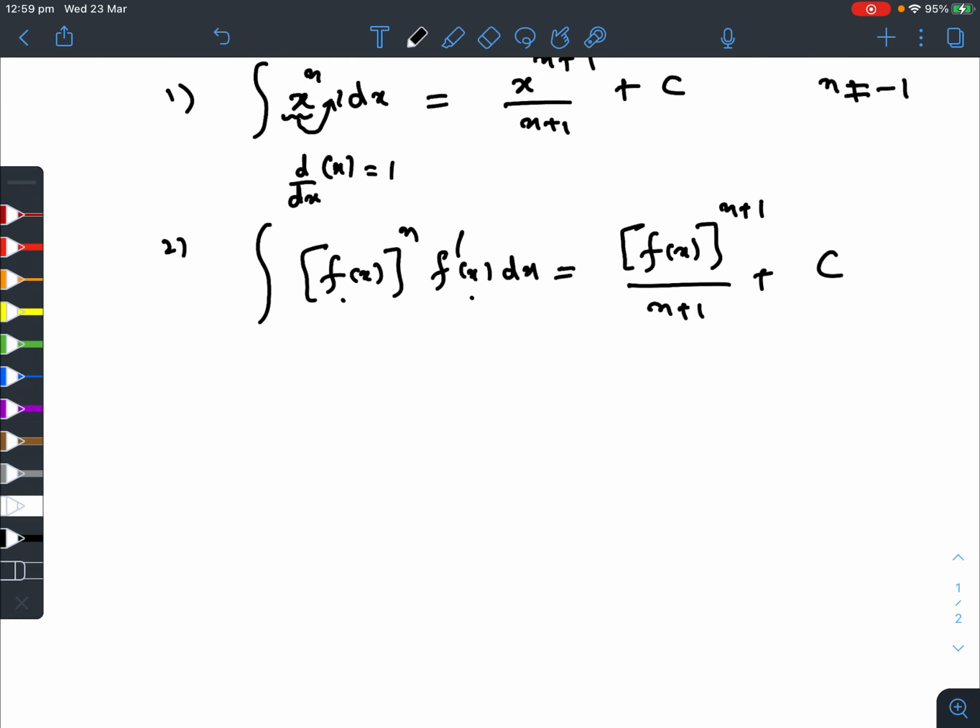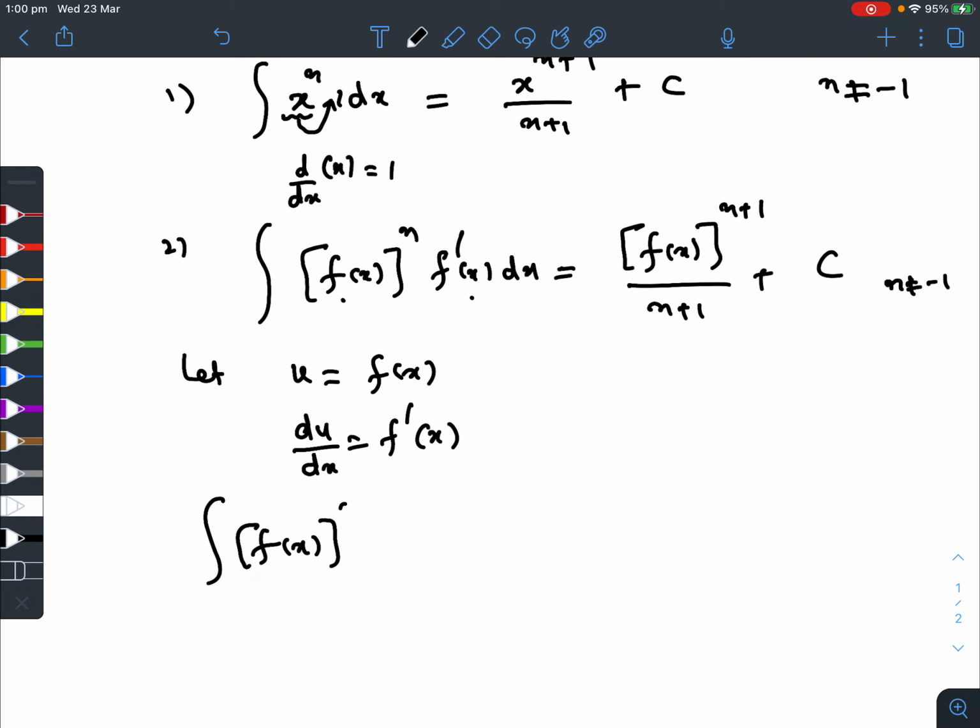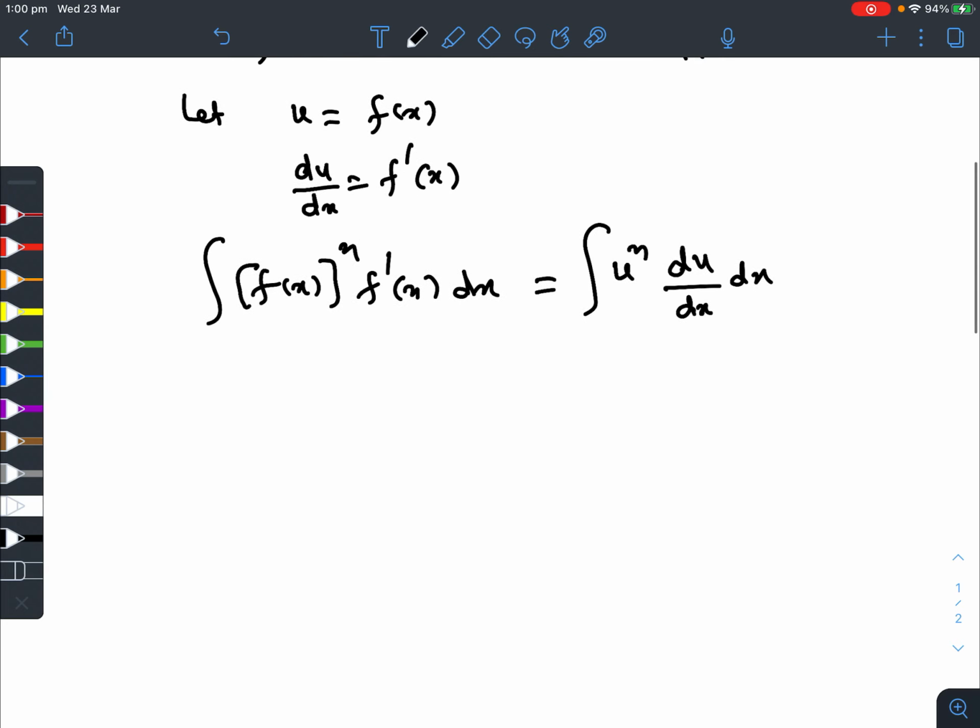One thing you need to remember is that you can verify this result by using substitution. Let's say we need to verify this result. Let u equal f of x. So the derivative of u with respect to x is just the derivative of f, which is f dash x. If you substitute all this in terms of u, that's going to be u to the power n, and this f dash x is going to be replaced with du over dx times dx, and this is nothing but u to the power n du.